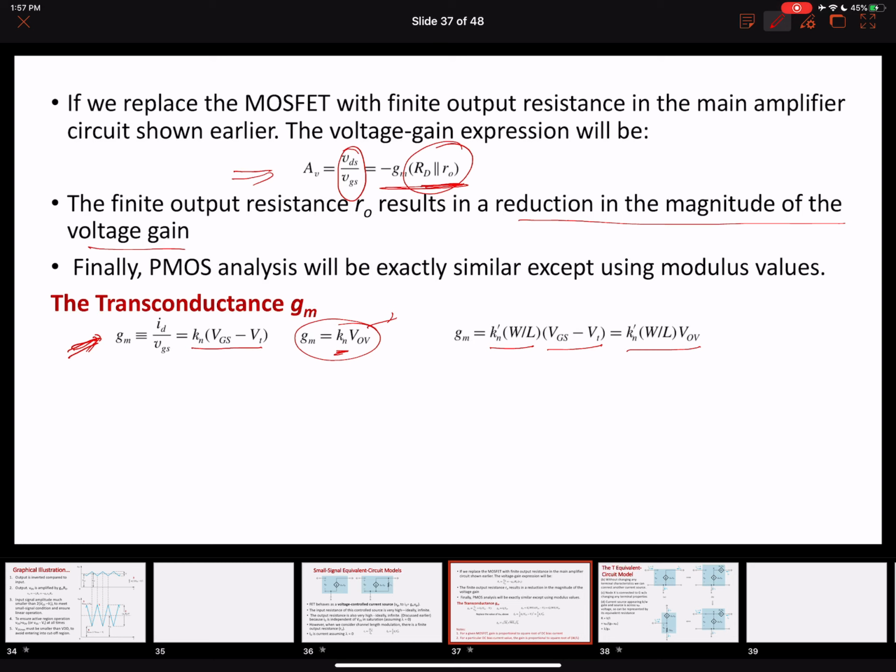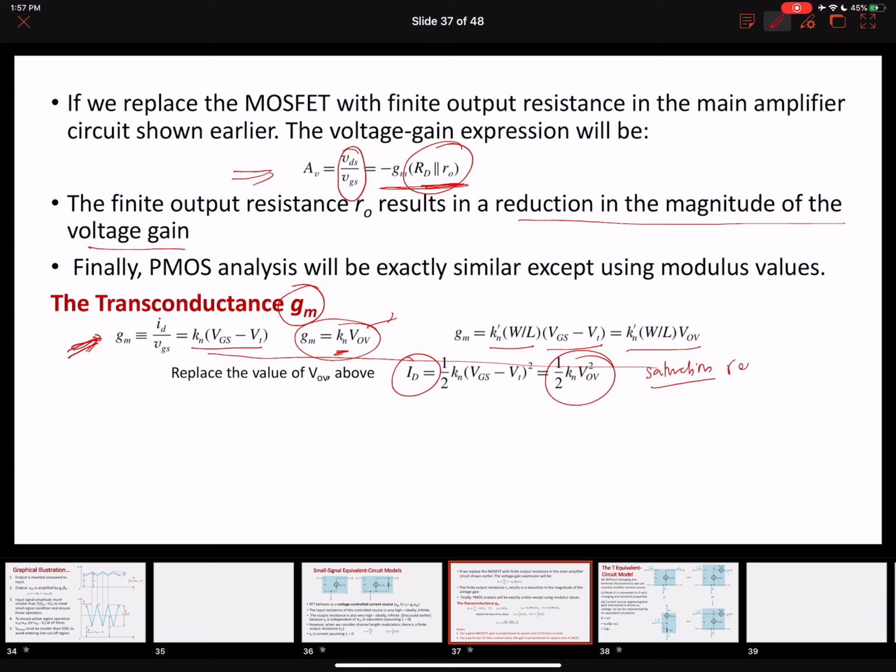Importantly, what we want to see here is on which factors this GM depends, especially looking at the drain current, or the DC value of the drain current. So using these equations, we know that this is our drain current in the saturation region. What we want to do is replace this value of VOV into this equation.